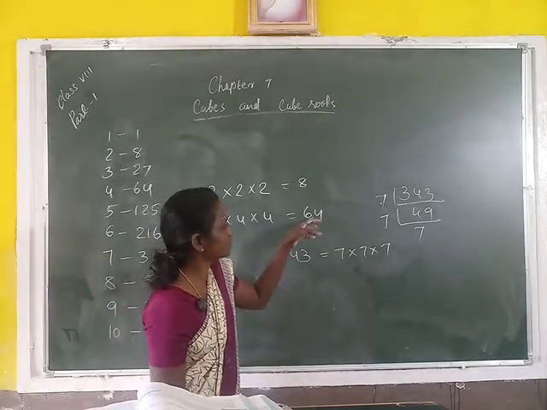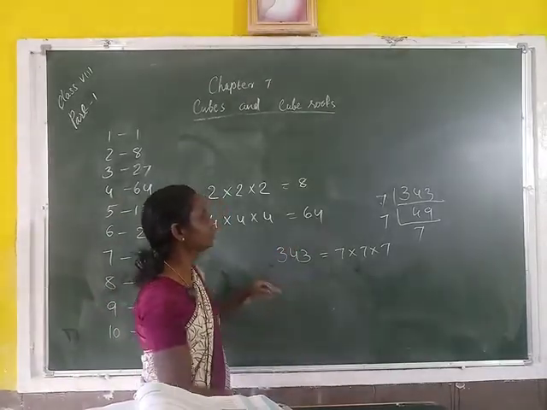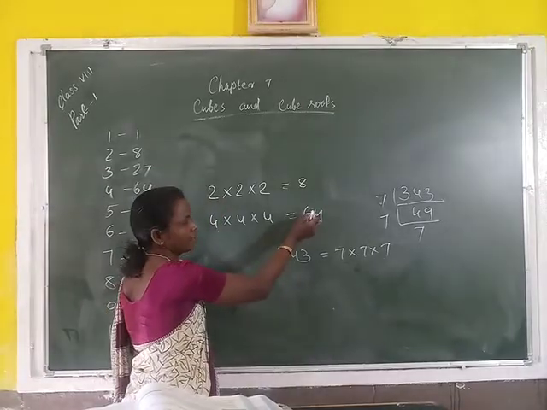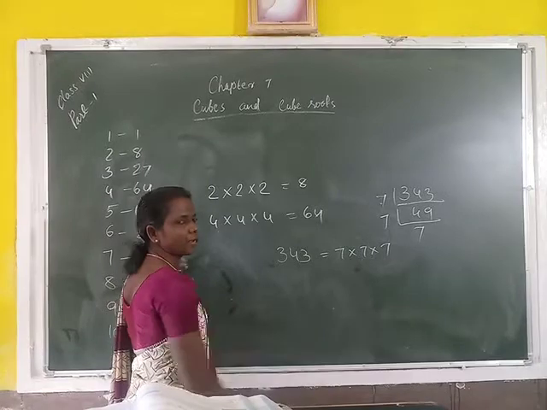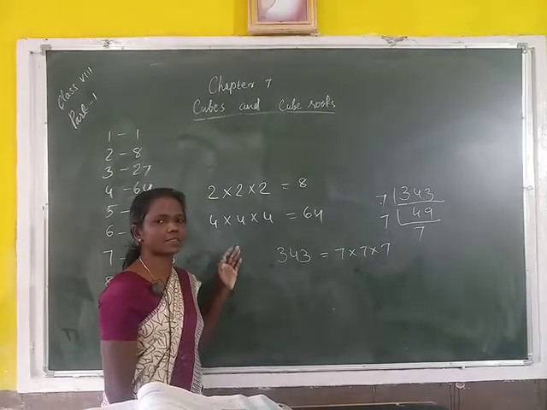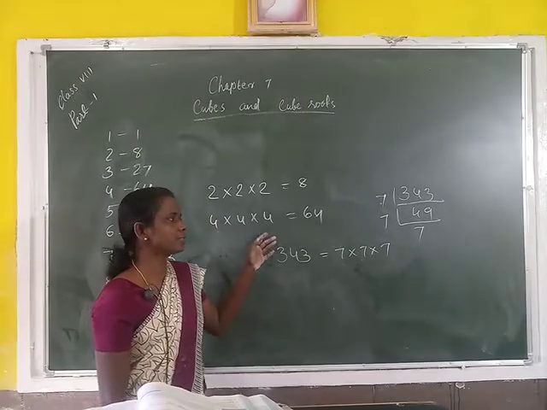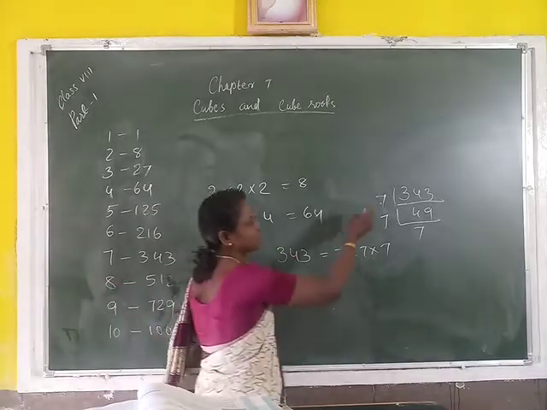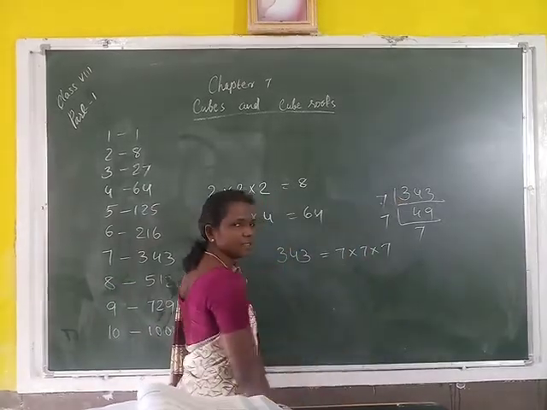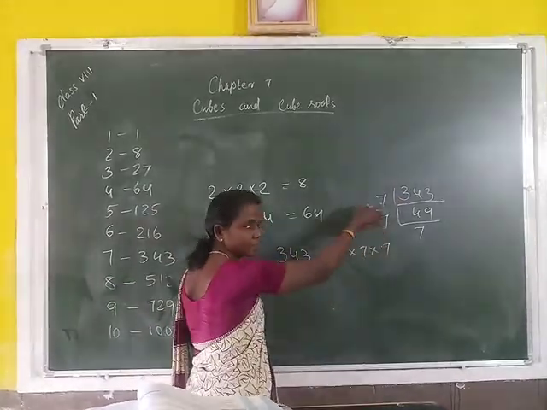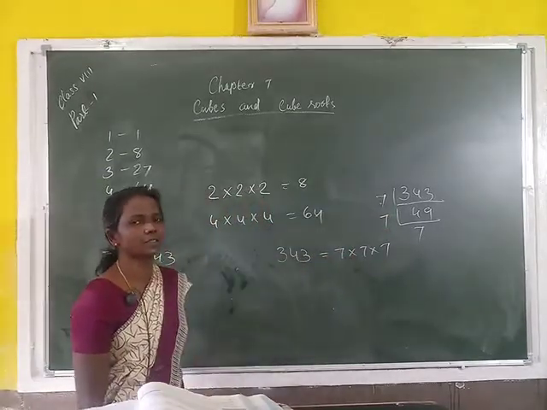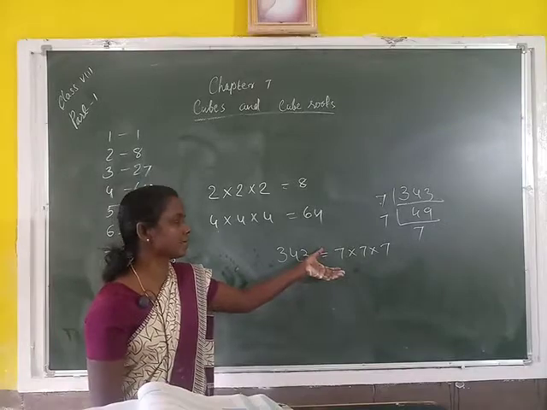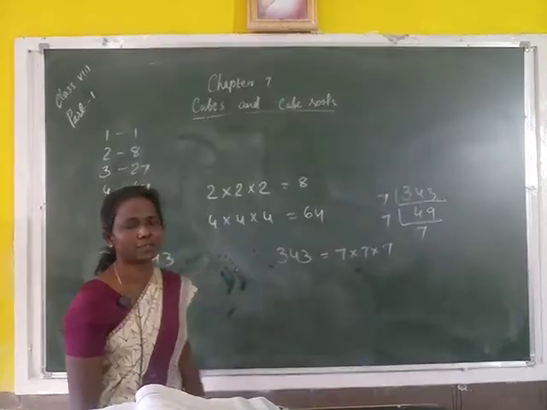And look, 64. Here 64 is the cube of which number? Cube of 4. Then how to check whether the given number is a perfect cube? After the prime factorization of the given number, if each factor appears in a group of 3, then we can say that the number is a perfect cube.